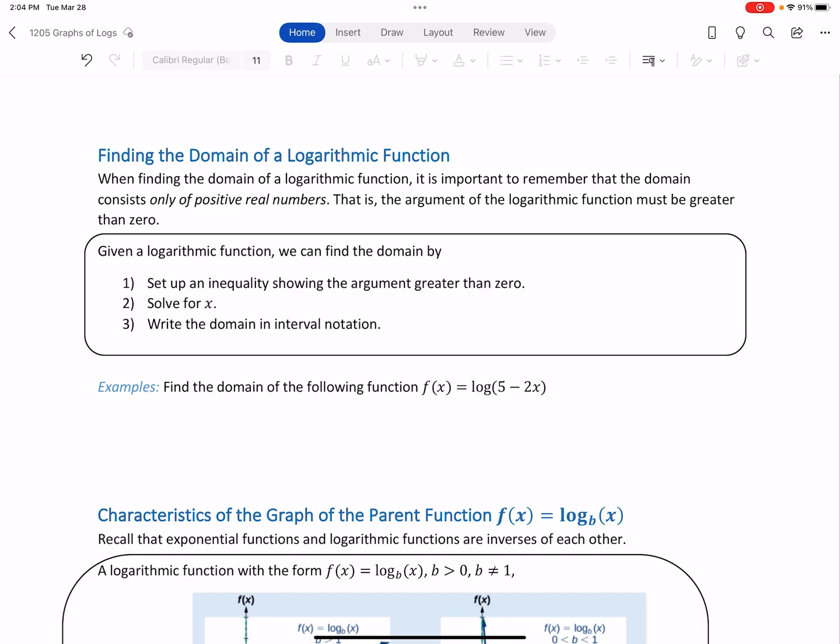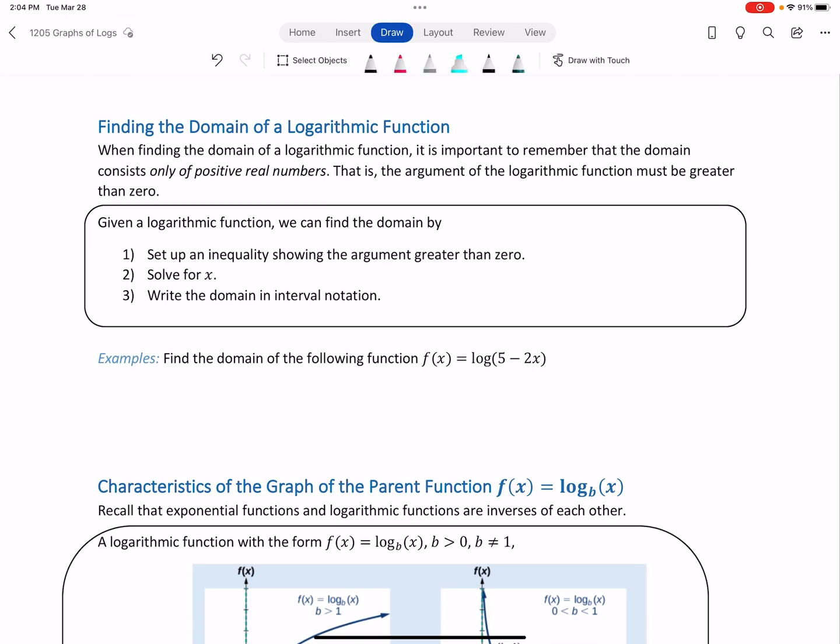Okay, so we're going to talk about graphs of logarithmic functions now. To do that, we have to start with their domain. So we've talked about rational functions where there's x's in the denominator, and we talked about finding their domain. The same thing with square roots, right? And so logs, the argument of your log has to be positive.